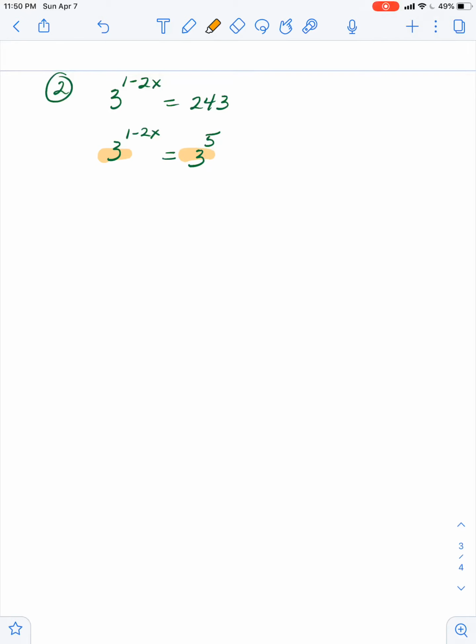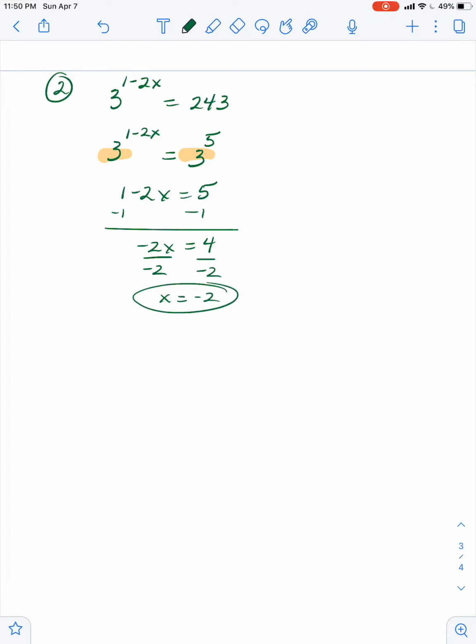Bases are the same. Therefore, my powers are the same. There's my equation. We're going to go ahead and solve. Again, I'm not spending tons of time on the solving bit of it. That should be, at this point, a piece of cake. Go back in and check your problem. All I need to check on this is that it equals 5. So 1 minus 2 times negative 2 is 1 minus negative 4, which is 5. Okay, that does work.